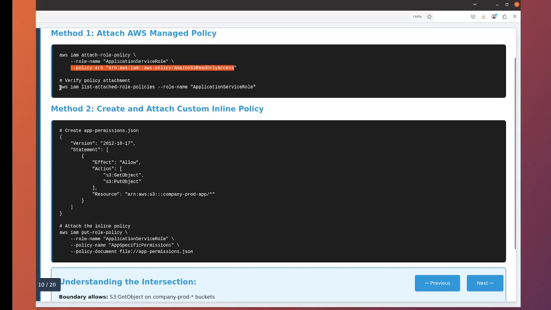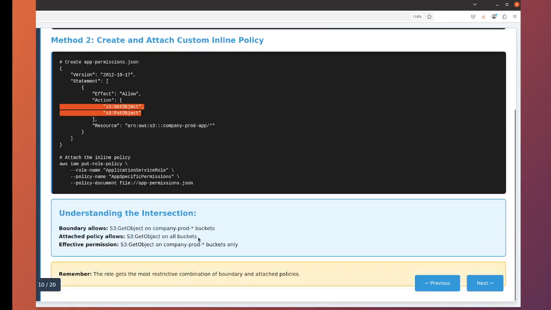The key thing to understand is that the effective permissions are the intersection of the attached policies and the boundary. For example, if your boundary allows S3 GetObject, but the attached policy allows S3 DeleteObject, the role can only perform GetObject operations. The boundary acts as a filter that removes anything not explicitly allowed. This is why it's important to make your boundaries comprehensive enough to support the legitimate work the role needs to do, but restrictive enough to prevent abuse.